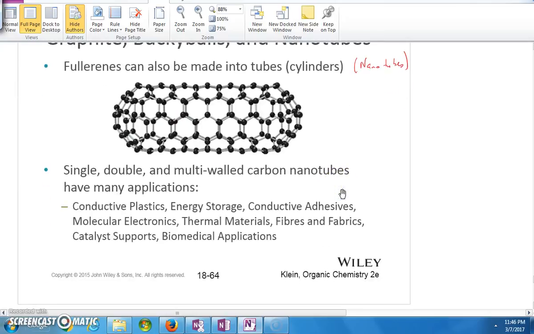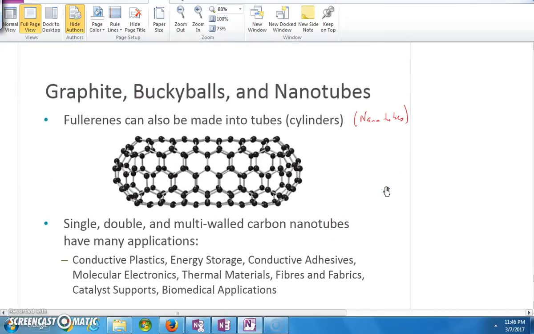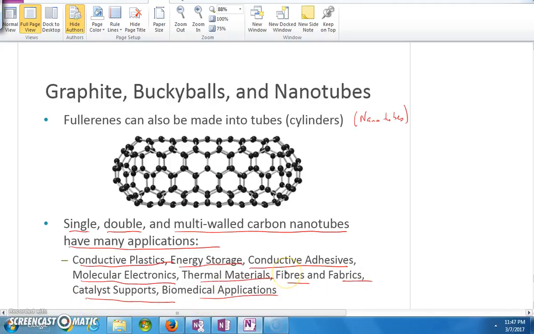Now fullerenes, like C70, can be made into tubes or cylinders, nanotubes. We have single, double, and multi-walled carbon nanotubes, and these have many applications in things like conductive plastics, energy storage, conductive adhesives, molecular electronics, thermal materials, fibers, fabrics, catalyst support, and biomedical applications.